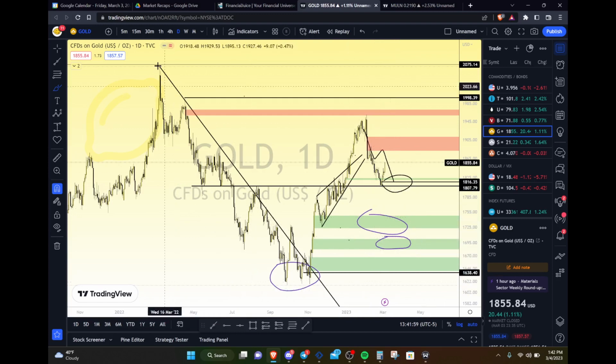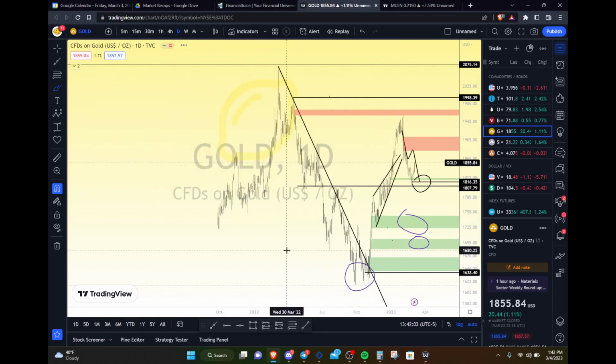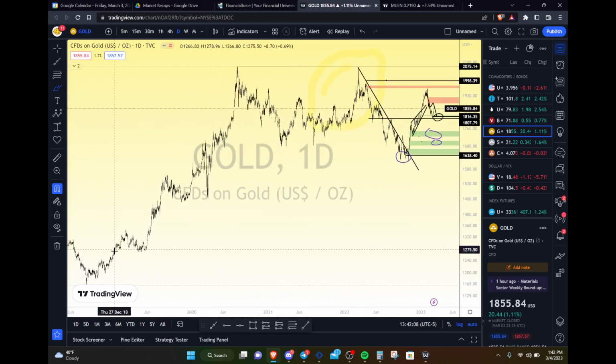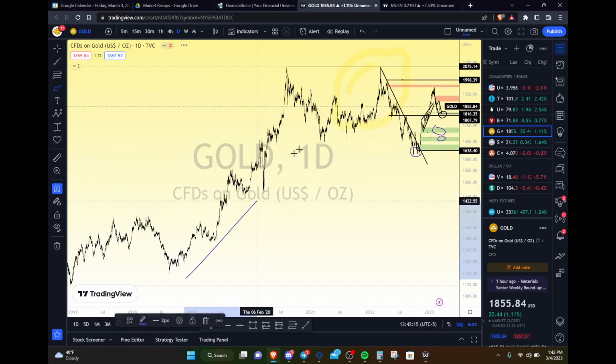Because this entire year of 2022 was a major pullback for gold after, in my opinion, a massive run from 2018 all the way until 2020, okay? So when you have this impulsive run and you see it break, this is not the end of the uptrend.